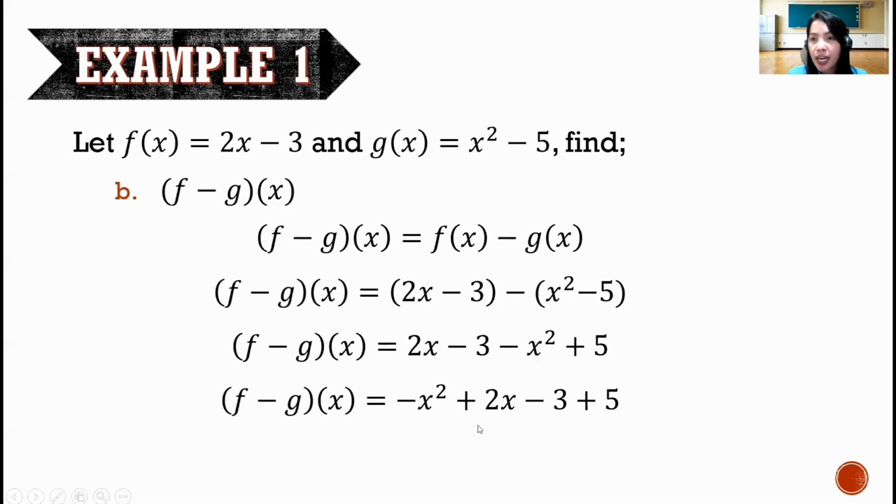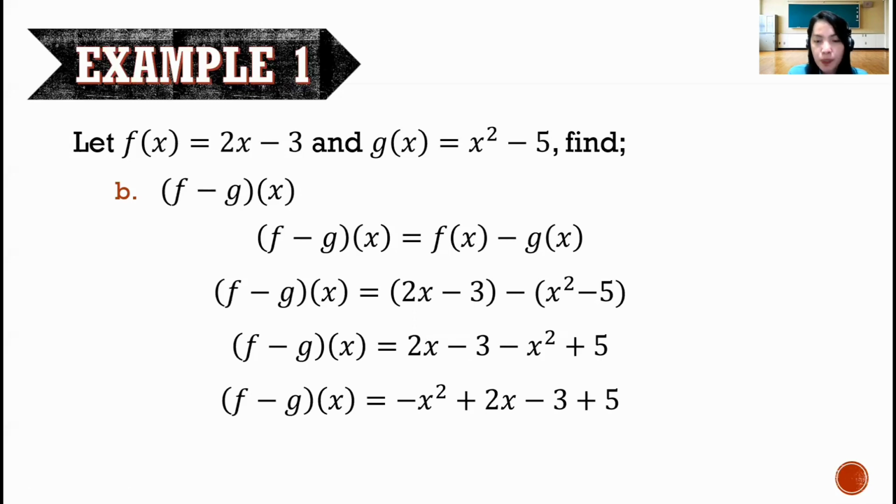Now, let's combine like terms. But before that, you have to rearrange the terms according to their degrees. So, yung pinakauna nating susulat na term is yung negative x squared kasi yung exponent niya ay 2, which is, in this case, siya yung pinakamataas na exponent. And then, followed by 2x. Ang exponent ng x dito ay 1. And then, the constants, yung may mga terms na walang variable. So, minus 3 plus 5.